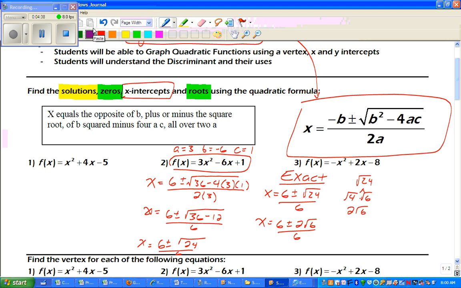Now when you look at this, you cannot leave this answer the way it is. It can be reduced. If you notice, the 6 is being divided by 6, and the 2 is being divided by 6. So what's 6 over 6? 1. Plus or minus, 2 over 6 reduces to what? 1/3, but you still have the square root up there. So it's going to be root 6 over 3. That is an exact answer.